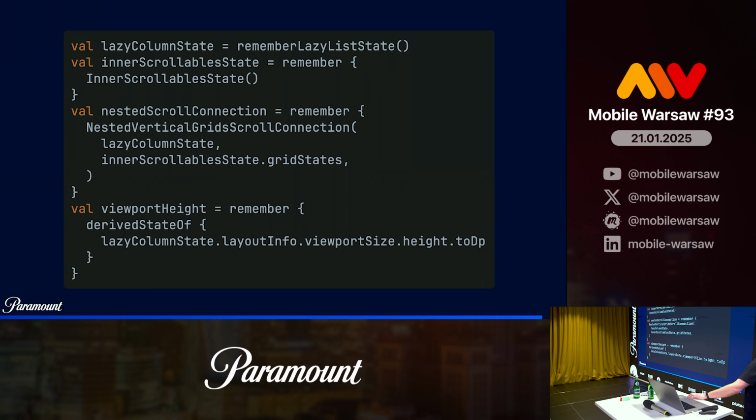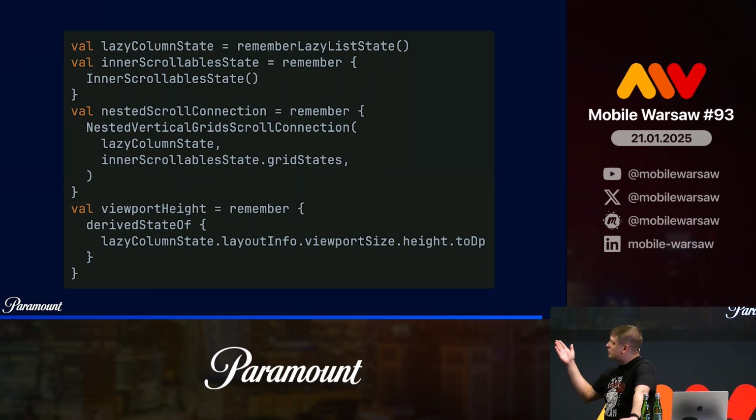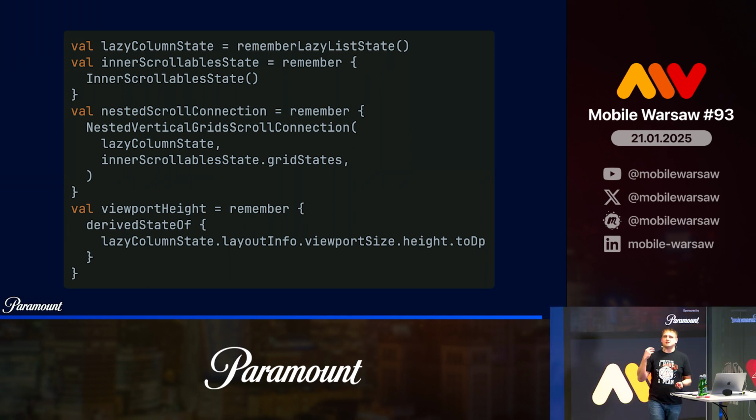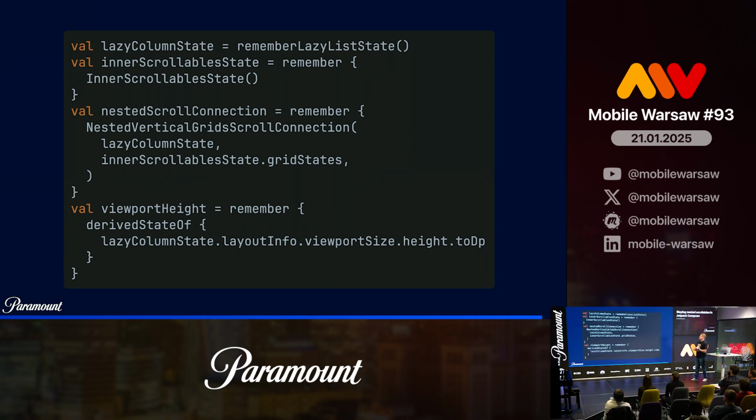In terms of code, it would look somehow like that. We need to create the lazy column state. We need to create something that would keep information about the lazy grid states, because like I said, we're using paging, so we don't know at the beginning how many grids we will get from the backend. So we need some kind of separate class which will be responsible for creating and storing the states of the grids. We also need to know the height of the viewport size.